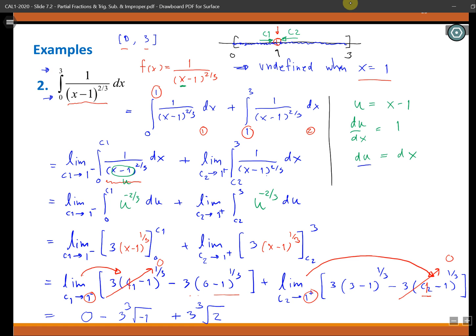Alright, let's take a look at this. Cube root of minus 1 is equal to minus 1. So here we have minus 3 times minus 1 plus 3 cube root of 2. So in the end, we have 3 plus 3 cube root of 2 as the final answer.